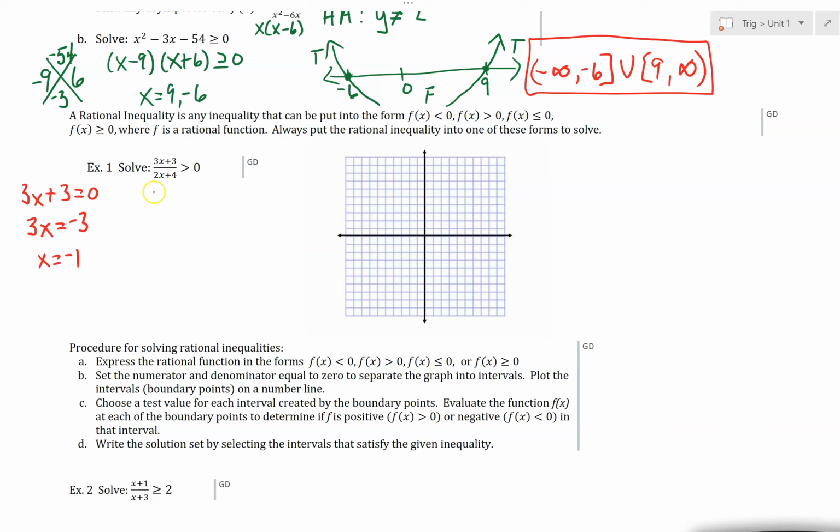And then the bottom, we're going to set that equal to 0 and solve that one. 2x is -2, so x is equal to -1. Sorry, this is 4. That's what's throwing me. That makes this x equals -2. All right, so we've got two points here where this is going to be an issue.